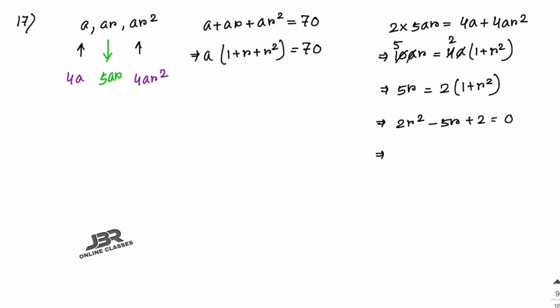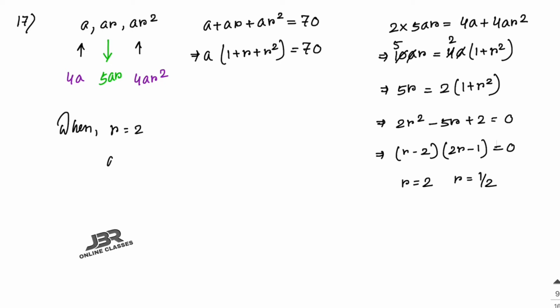So from that you can easily find the factors. Here the factors are r minus 2 and 2r minus 1, and that equals 0. So that means r equals 2 or r equals half. When r equals 2, you can write a into 1 plus 2 plus 4 equals 70. So a equals 70 by 7, so that means 10.